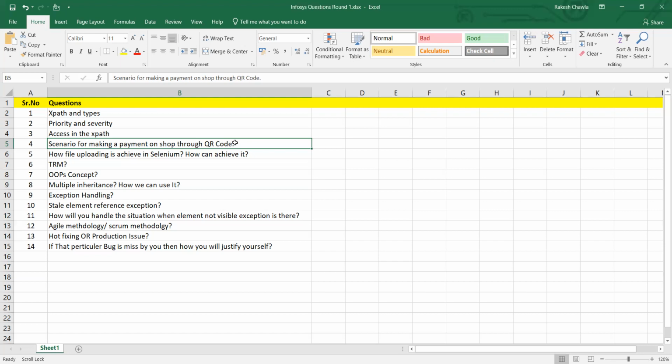Now, the last question is, if that particular big bug is missed by you, then how will you justify yourself? In this kind of question, there is nothing to feel guilty about. This happens, there is so much work to be done, and sometimes, because of a lot of work and less time, bugs get missed.